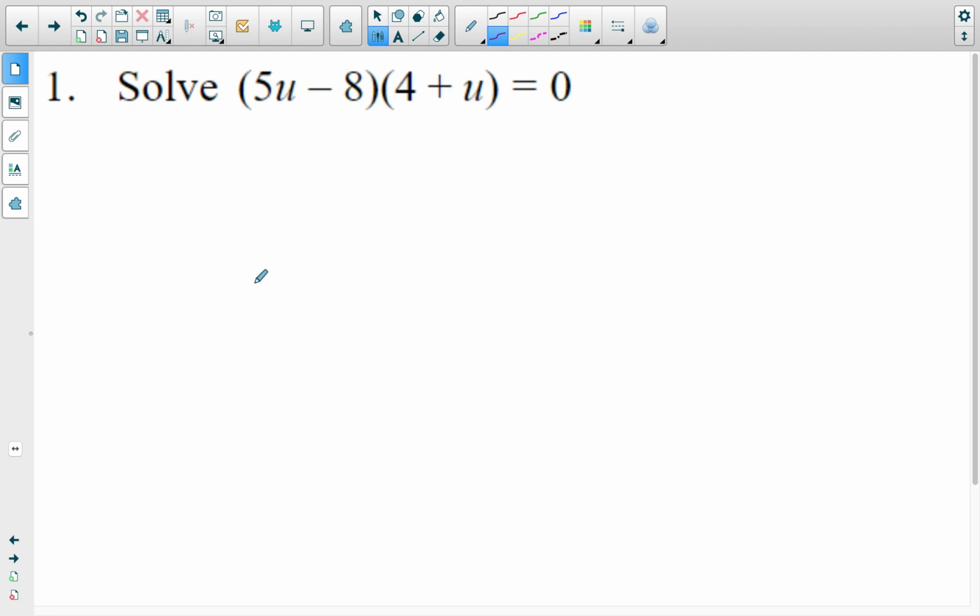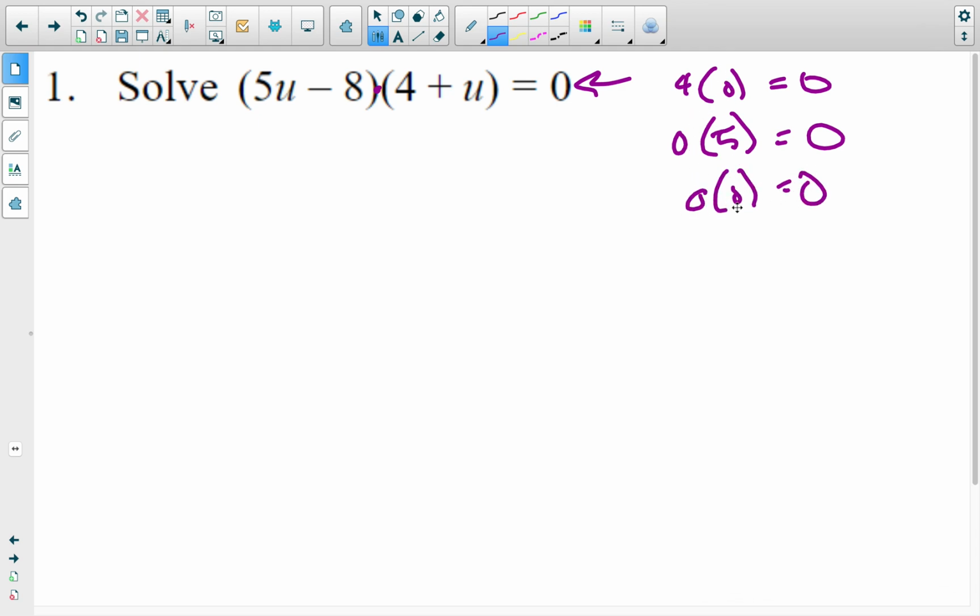All right, so this concept I touched on last time, but let's refresh it. Right, so if we have 2 quantities, 5u minus 8 and 4 plus u, those 2 quantities are being multiplied together here, and if they're equal to 0, then one quantity or the other has to be 0. Okay, so think about it this way: 4 times 0 is 0. 0 times 5 is 0. One of them is equal to 0. 0 times 0 is also 0, all right?